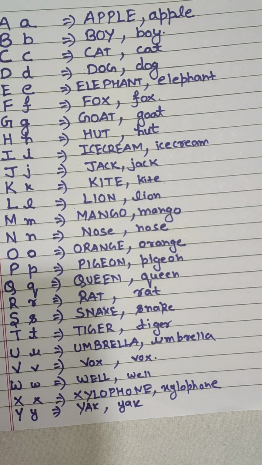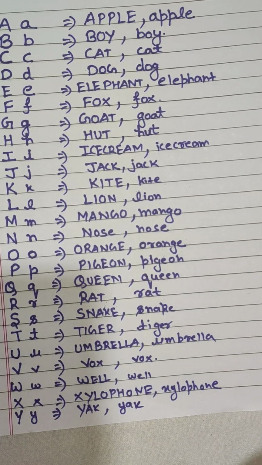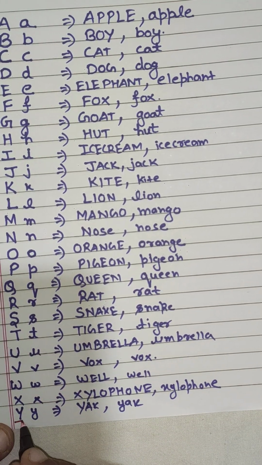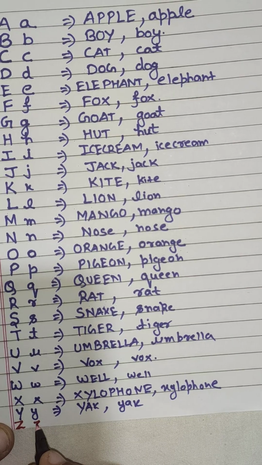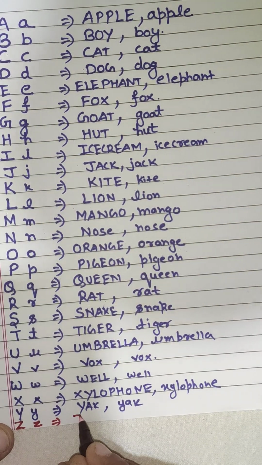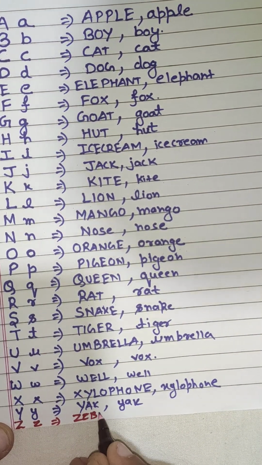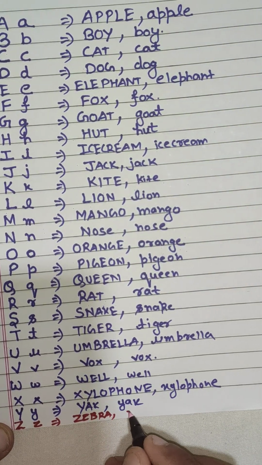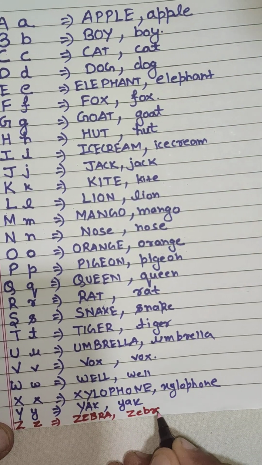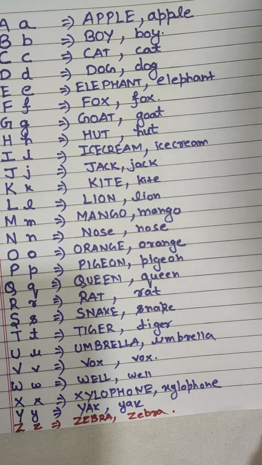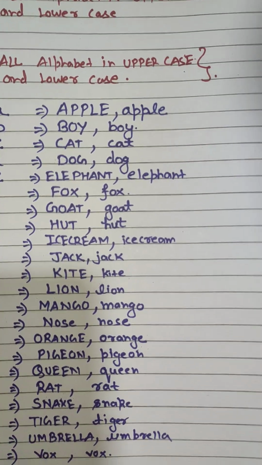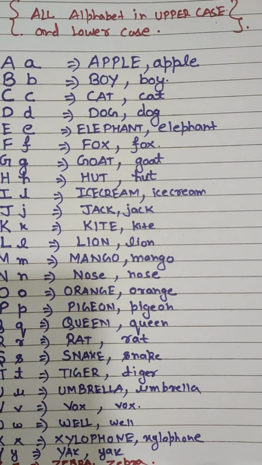And the last one we will write is capital Z, Z for zebra, and in lowercase this will be small z. Zebra. So here it will be all your uppercase and lowercase alphabet A to Z.